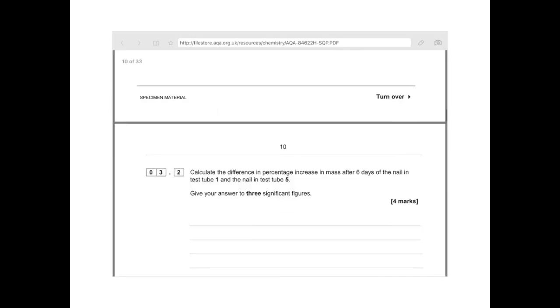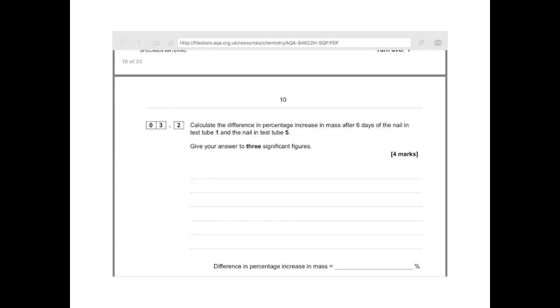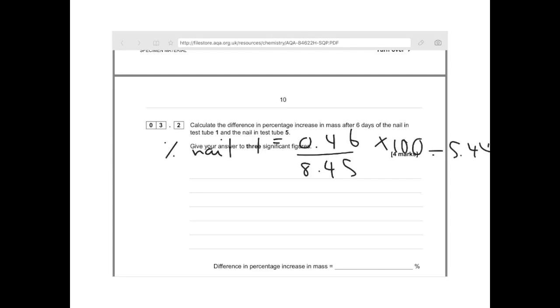Calculate the difference in percentage increase in mass after 6 days of the nail in test tube 1 and the nail in test tube 5. Make sure you give your answer to 3 sig fig. So percentage increase in nail 1, you're looking for the change, so work out the difference in those 2 numbers, pop it over the original and then times it by 100, and then work that out, which would be 5.44.